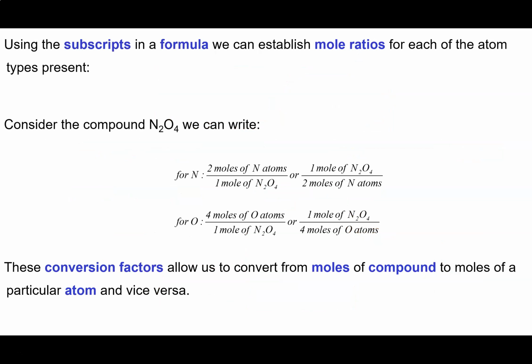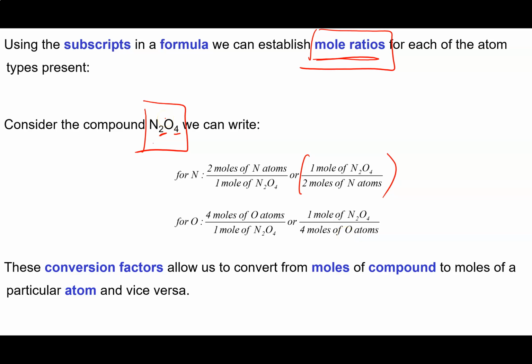So where this gets really helpful is when we look at the formula of a compound. We were doing this before in terms of atom ratios, and we can use the subscripts now to create things called mole ratios. So instead of saying that in this compound we have 2 atoms of nitrogen for every 1 molecule of N2O4, we can now say that we have 2 moles of nitrogen atoms for every 1 mole of N2O4 molecules. And of course, we could write the conversion factor equally validly the other way up.